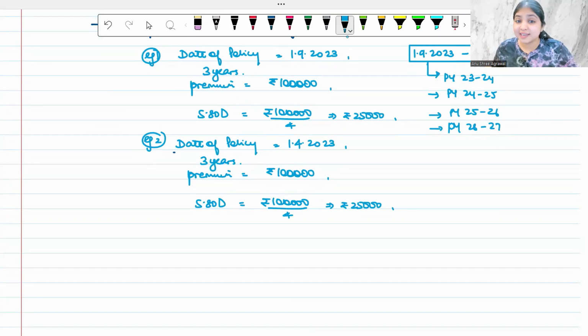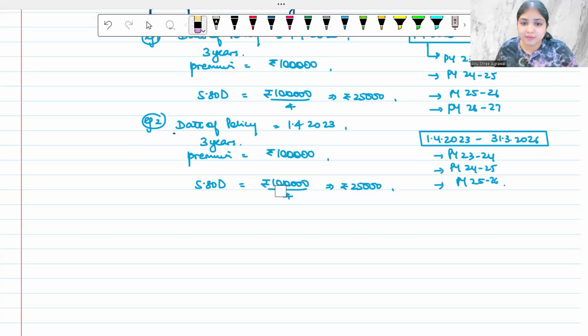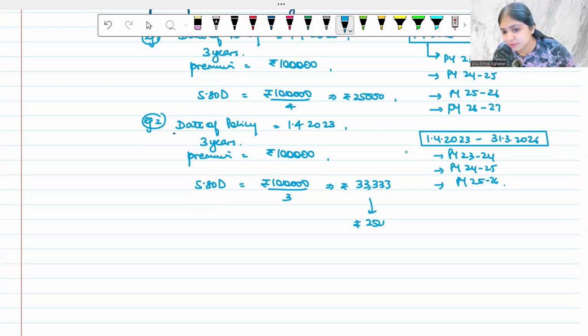No. See, if the policy is taken in the beginning of the year, on the 1st of April, then 3 years would be what? 1st April 2023 to 31st March 2026. This would be your 3 years period, guys. And this would touch upon exactly 3 years. This would touch upon previous year 23-24, previous year 24-25, and previous year 25-26. Only 3 years. So in this case, you will divide 1 lakh by what? You will divide 1 lakh by 3. So per annum, how much will you allow? Per annum, 33,333 you will allow, which you will restrict to rupees 25,000 unless you have a person who is a senior citizen or a super senior citizen.